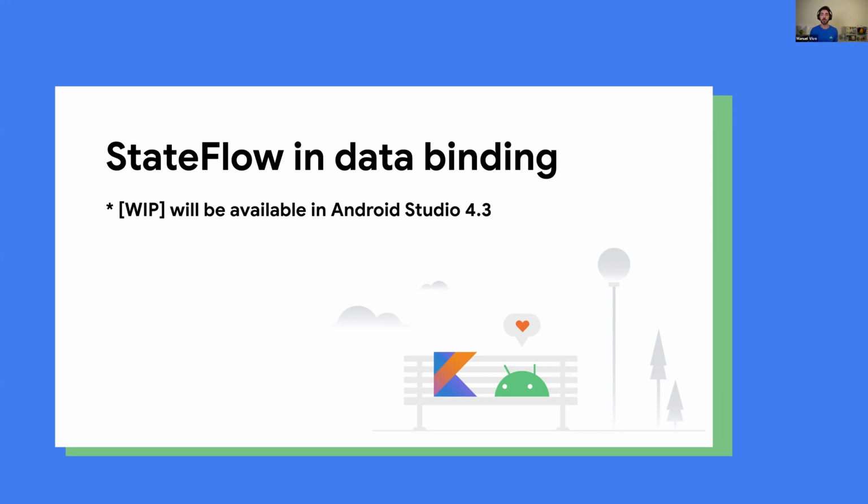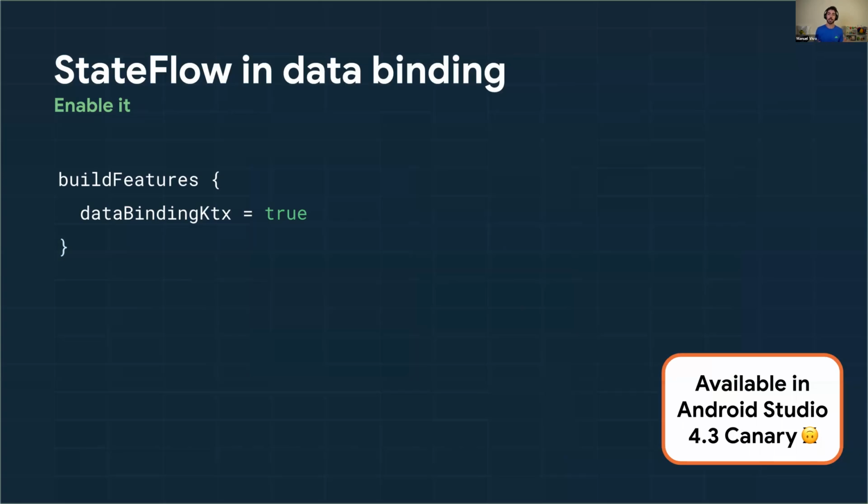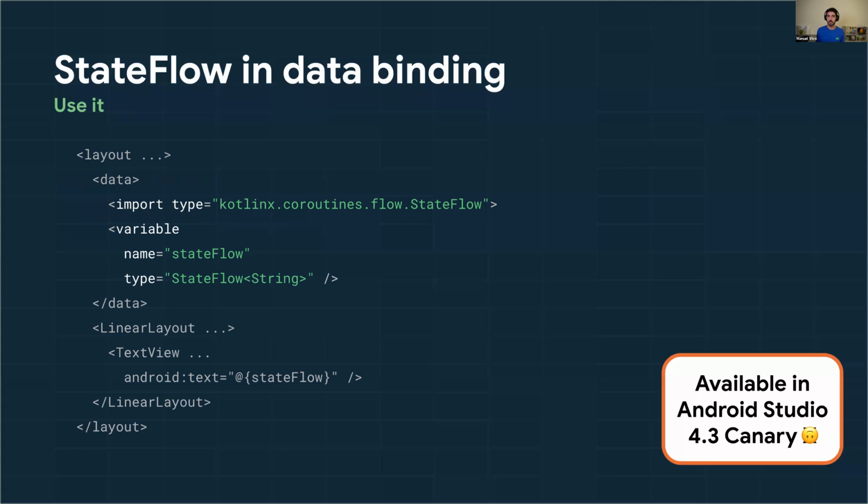In case you want to use this, this is how you will be using it in the future. To enable data binding, you have to set dataBinding equals true in the buildFeatures of your build Gradle file. But now, if you want to use StateFlow support, you will need to add the data binding KTX feature there. And now you would just use StateFlow as you use LiveData at the moment.